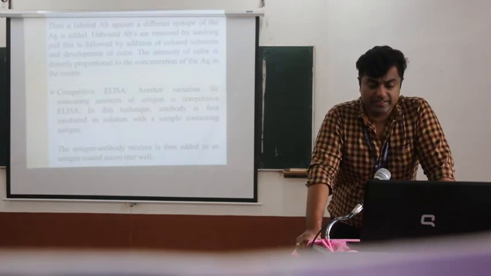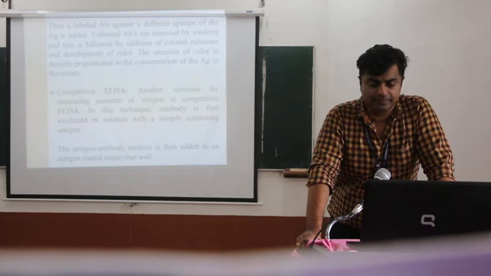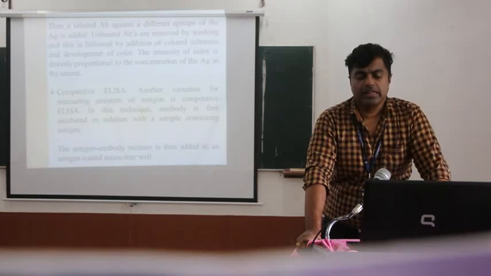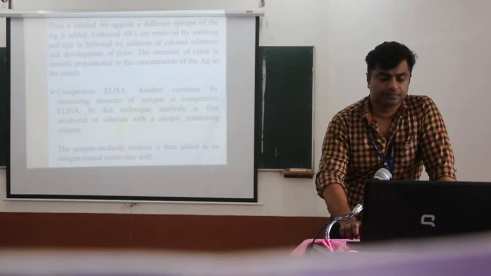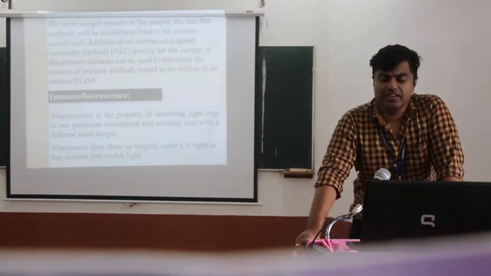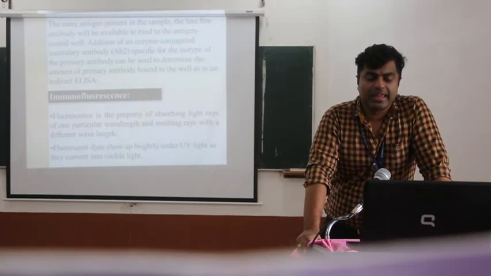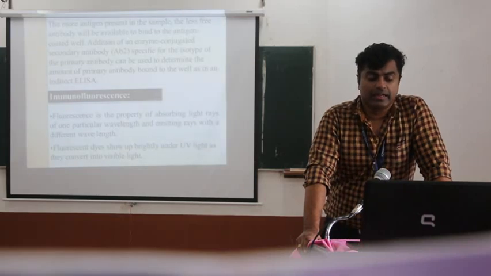Then next one is the competitive ELISA. This is a variation for measuring amounts of antigen. In competitive ELISA, antibody is first incubated in solution with a sample containing antigen. Then the antigen-antibody mixture is added to an antigen-coated microtiter well. So when more antigen is present in the sample, the less free antibody will be available to bind to the antigen-coated well. Addition of an enzyme-conjugated secondary antibody, AB2, specific for the isotype of the primary antibody can be used to determine the amount of primary antibody bound to the well, as in an indirect ELISA. So that is the ELISA technique.